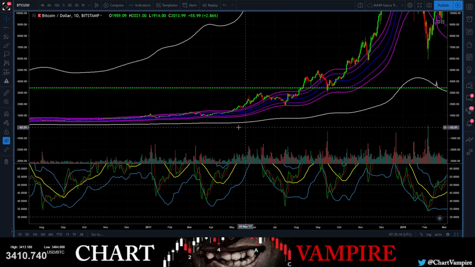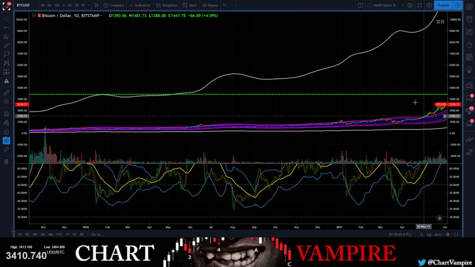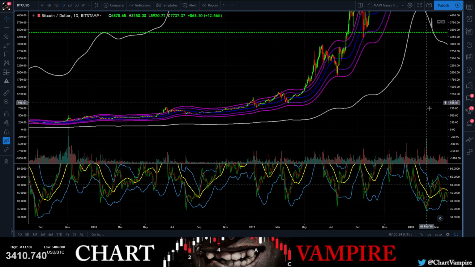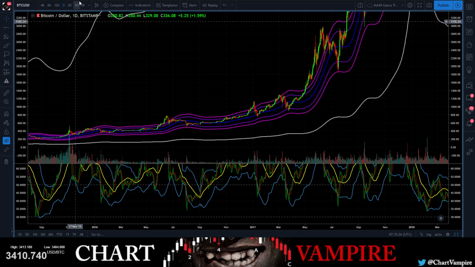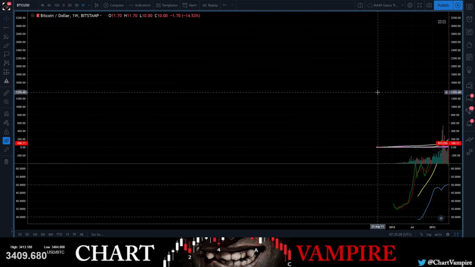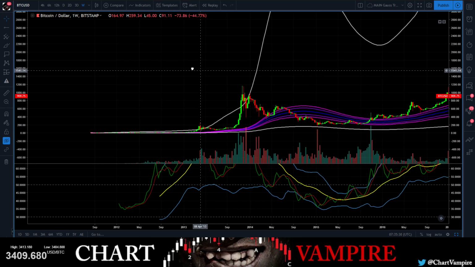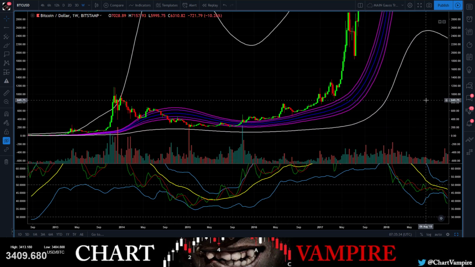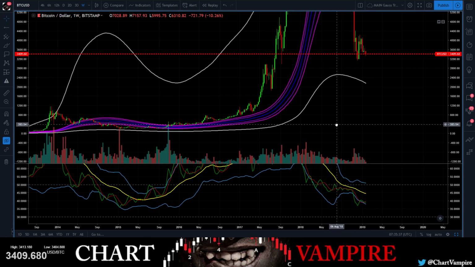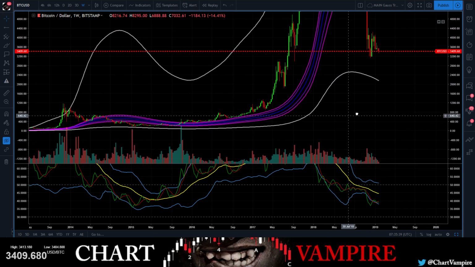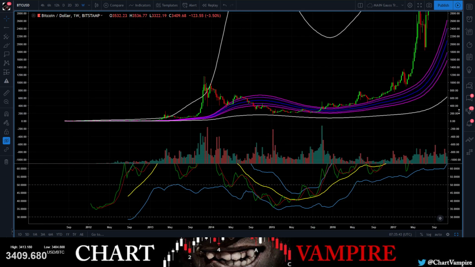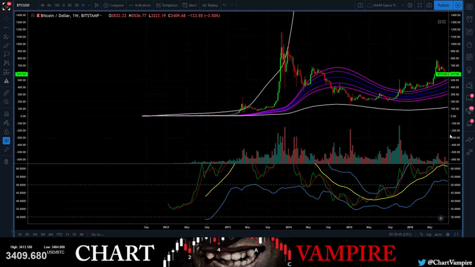But if you go all the way back, this is a thing of beauty. This chart is a thing of beauty. Let me take this puppy out to the week. Here is your weekly Gaussian trend. Look at where we are. This thing has called every top and every bottom all the way back.